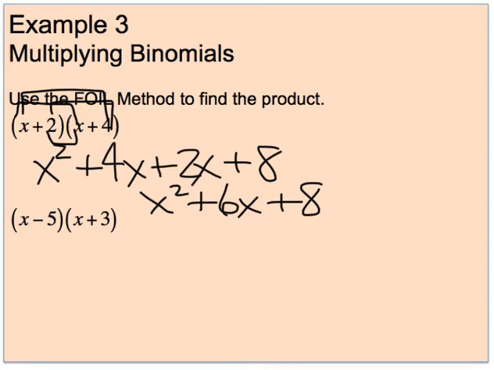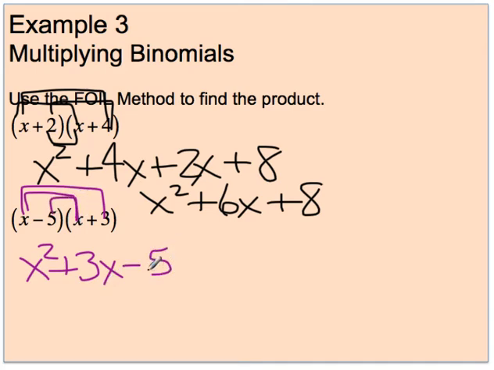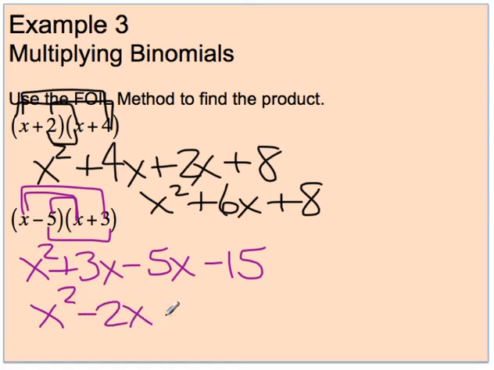Our second question, first times first. So x times x is going to give us x squared. Outer times outer is going to give us plus 3x. Inner times inner, we have negative 5 times x, so that's going to give us minus 5x. And last times last, negative 5 times positive 3 is going to give us negative 15. So here we have x squared minus 2x minus 15.